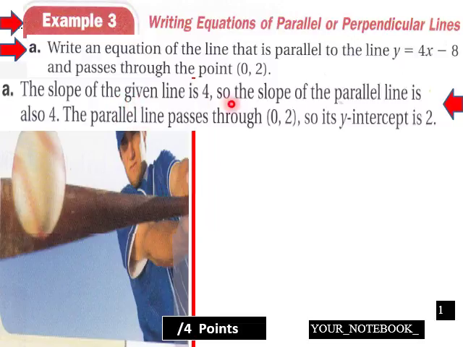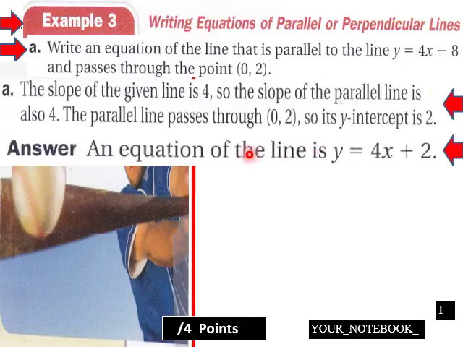The slope of the given line is 4. So the slope of the parallel line is also 4. The parallel line passes through (0, 2), which is a y-intercept. When x equals 0, y equals 2, so its y-intercept is 2. We know that much. So the equation of the line parallel to this line is y equals 4x plus 2.